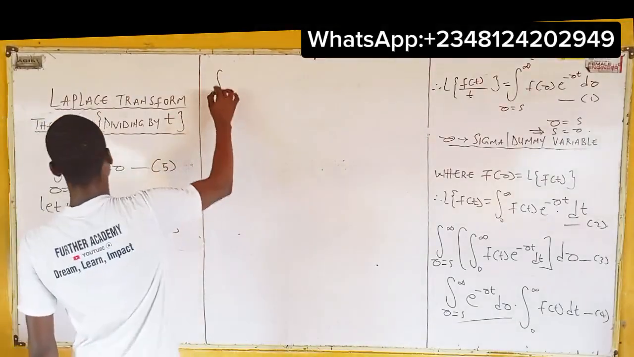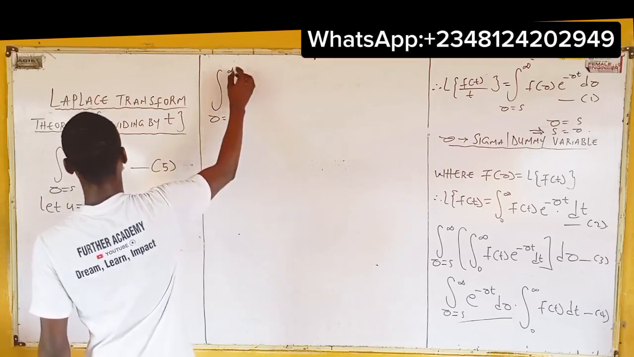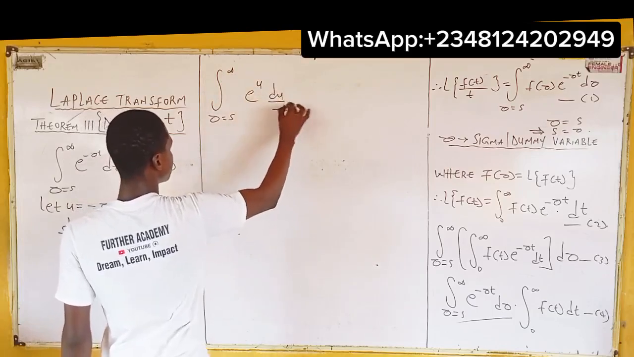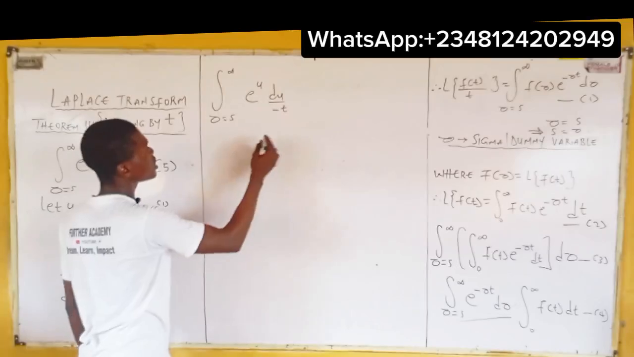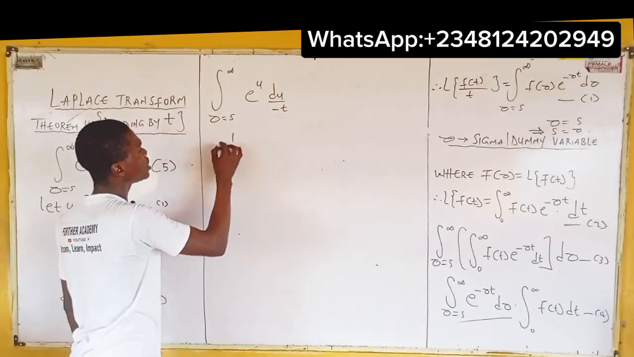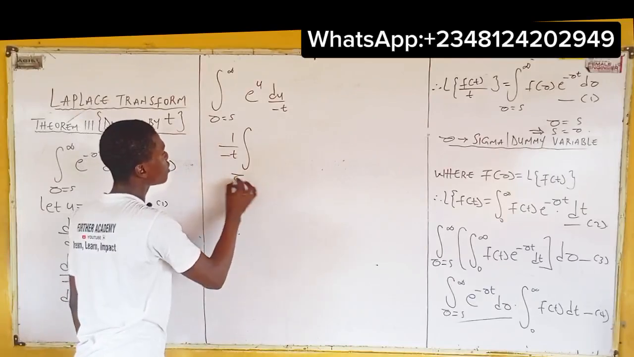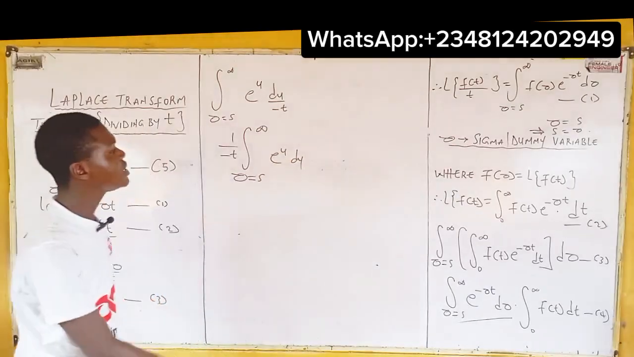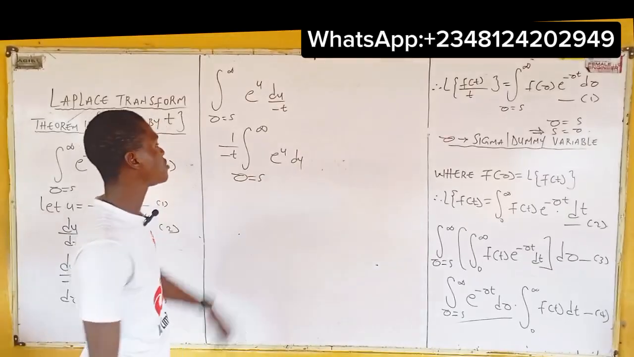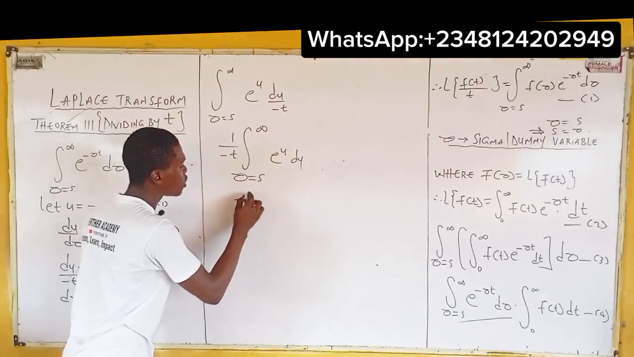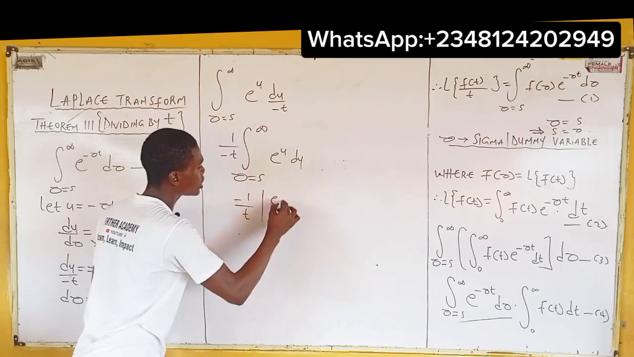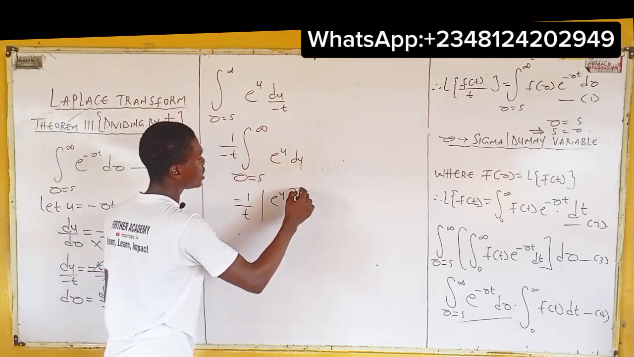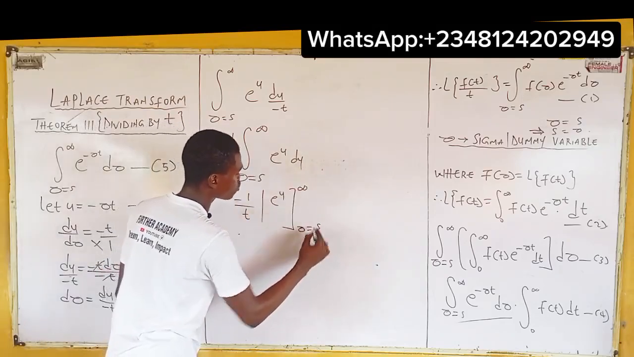So you then have the integral as sigma equals x to infinity of exponential u du over negative t. Moving on, integrating this, factor out your constant, meaning 1 over negative t, integral from sigma equals x to infinity of exponential u du. By the time you integrate this, you then have negative 1 over t exponential u, substituting your lower and upper limit, meaning infinity and sigma equals x.